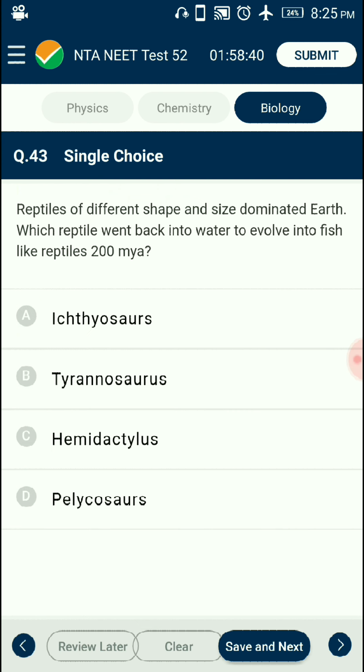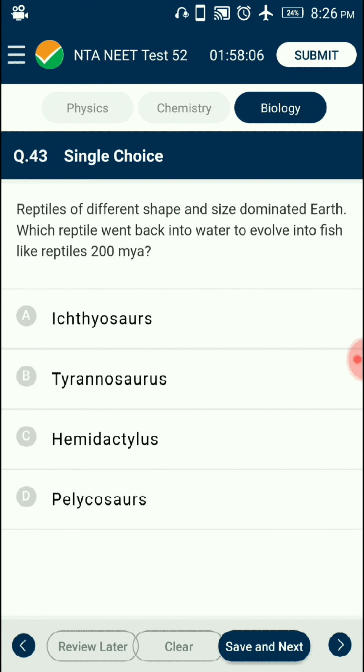Question number 43. Reptiles of different shape and size dominated Earth. Which reptile went back into water to evolve into fish-like reptiles 200 million years ago? The first cellular form appeared on Earth about 2000 million years ago, which then evolved into multicellular forms, following which there was an evolution of fish. Fish evolved into amphibians, which in turn evolved into reptiles.